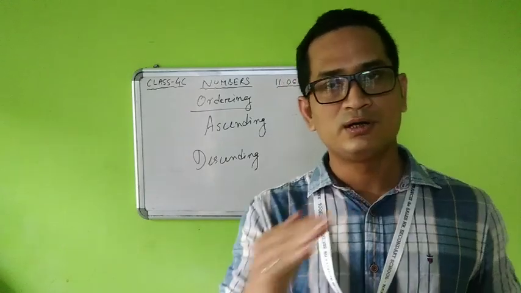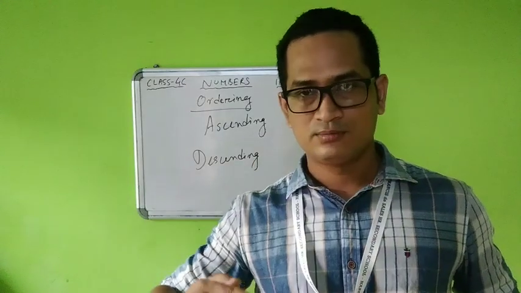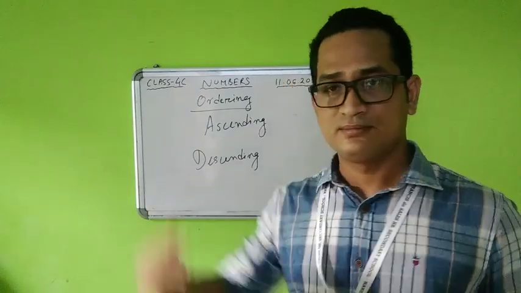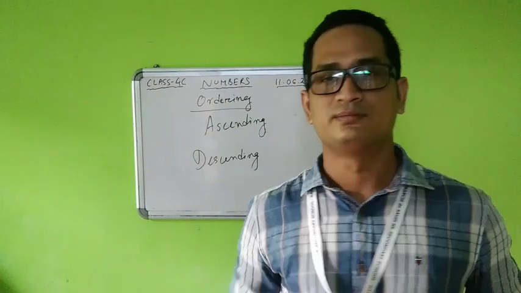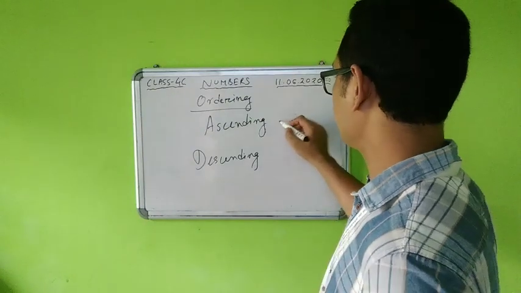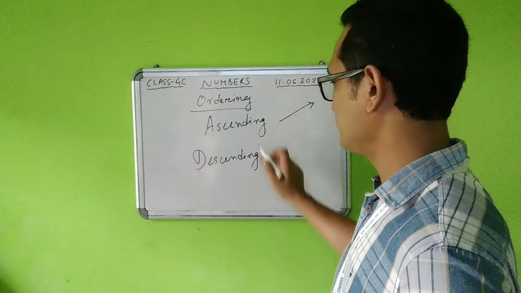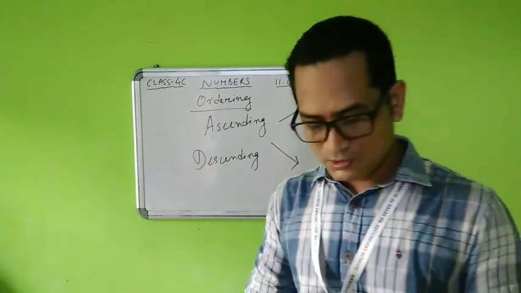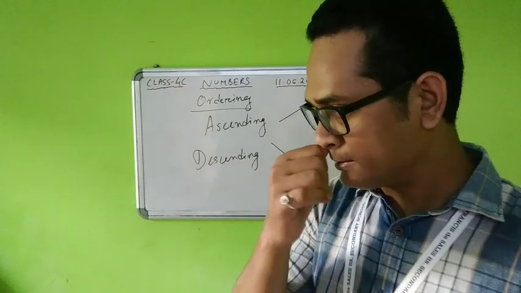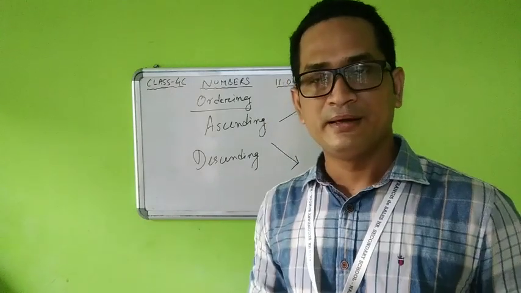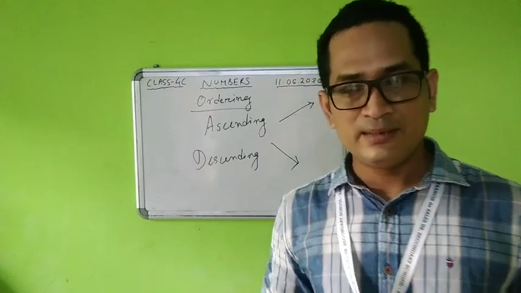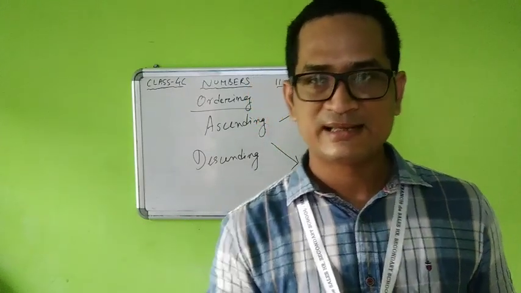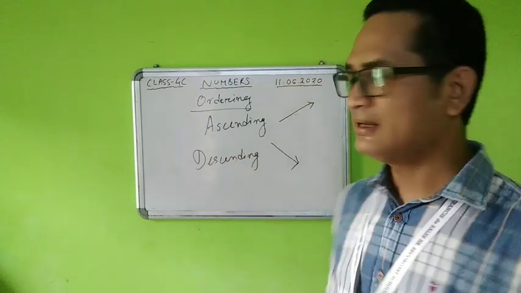Now what is ascending, students? Ascending is from smaller to larger. From small to larger, that is ascending. And descending means from larger to smaller. So students, if you know how to compare the numbers, then obviously you will be able to find out the smallest number and the next larger number, and the next larger number. So accordingly we can arrange them in ascending order.